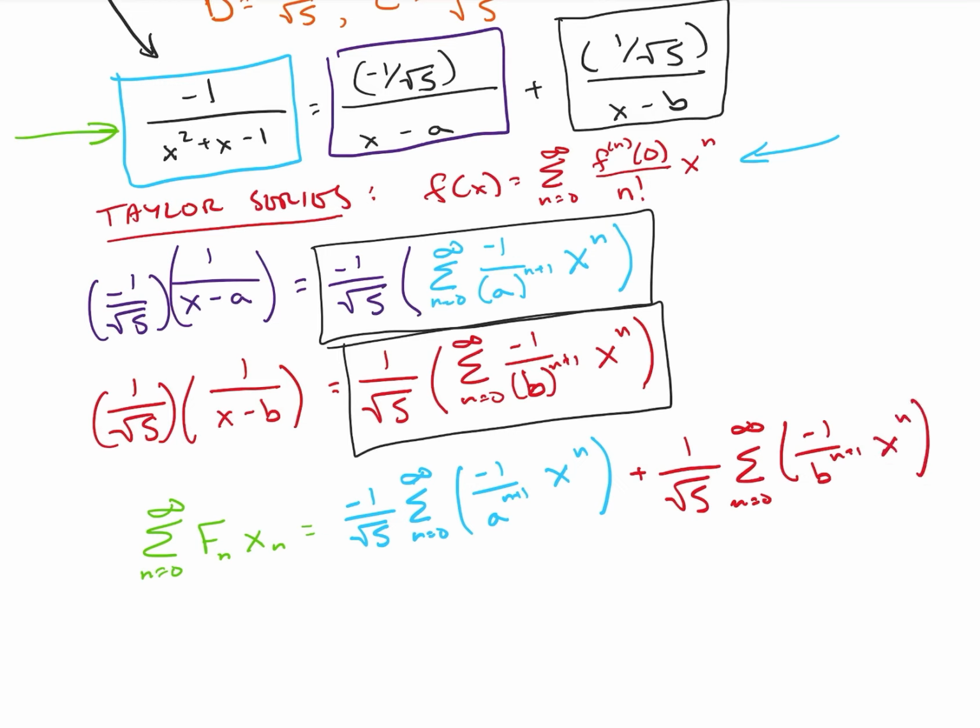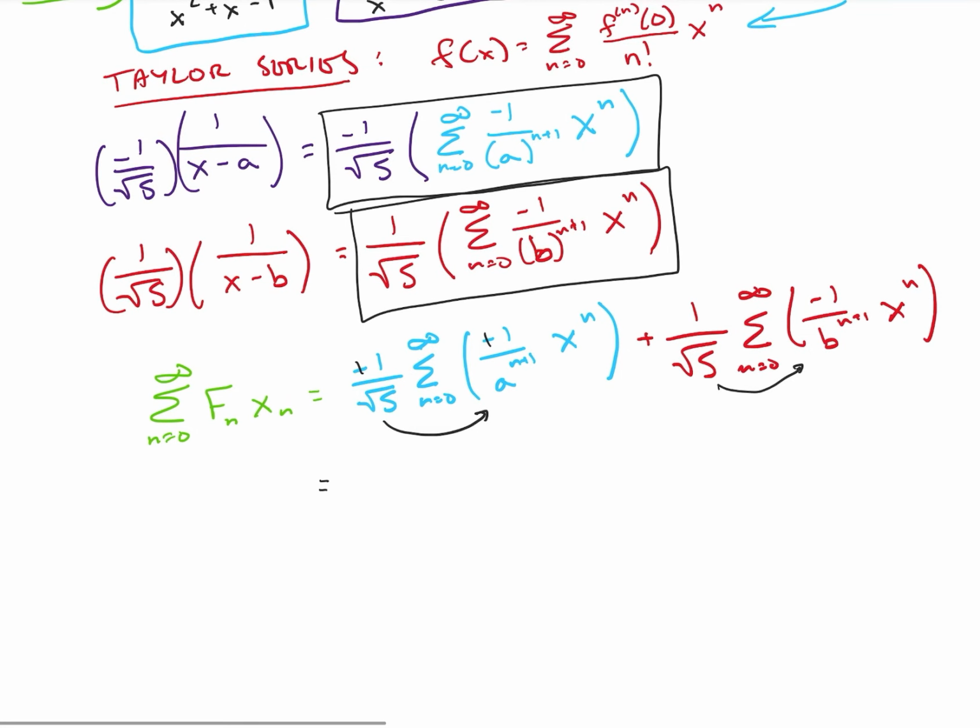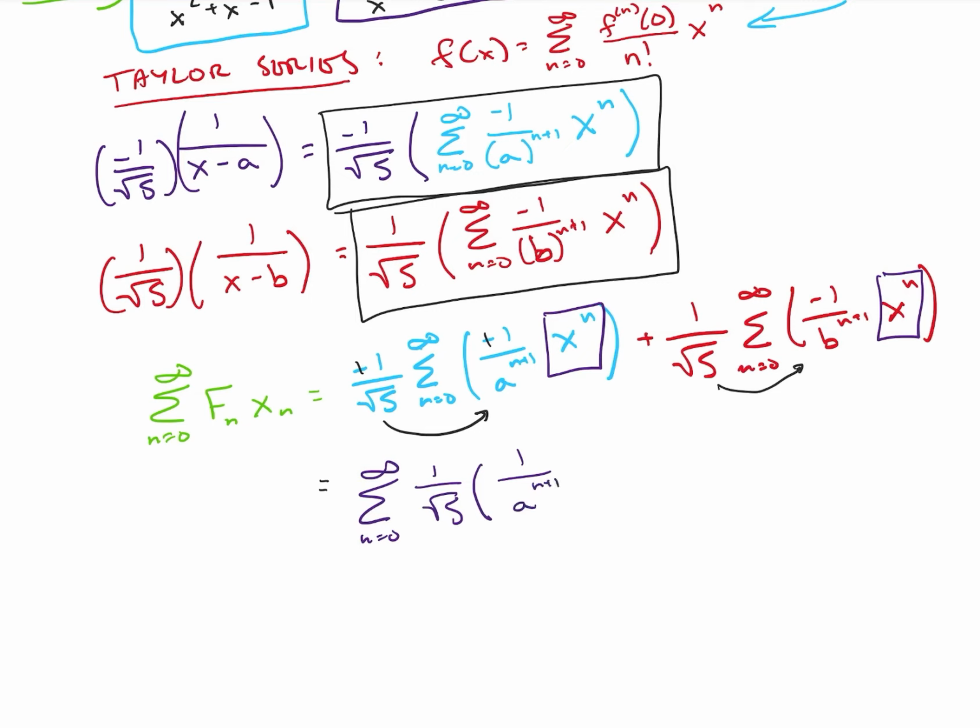Okay, and what I'm going to do now is I'm going to move this guy in. So I'm going to have my negatives cancel here. Also going to move this guy in. And I'm going to rewrite this as the sum. I'm going to combine the sum now. So this is the sum from n equals 0 to infinity. And notice both of these have an x to the n term. So I'm going to pull all the factors out. And this is going to be 1 over the square root of 5 times 1 over a to the n plus 1 minus 1 over b to the n plus 1 times x to the n.